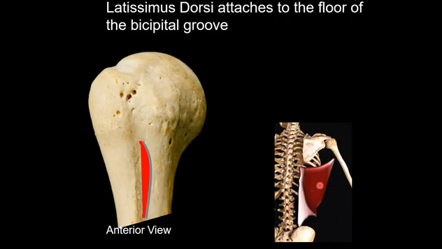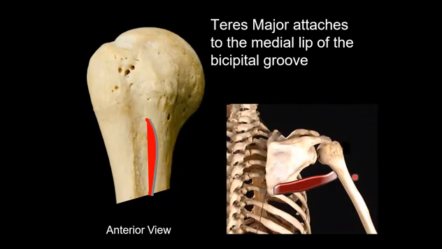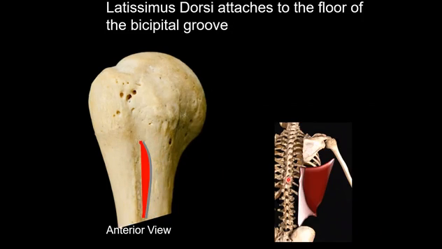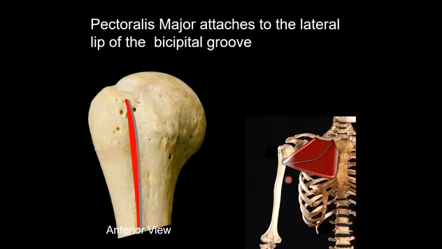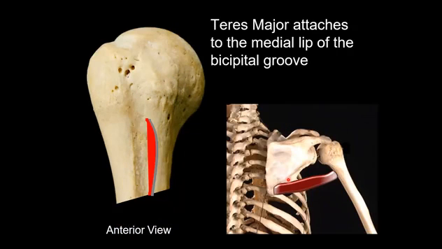Okay, so this is the latissimus dorsi, as you can see here. And then the teres major attaching itself to the medial lip of the bicipital groove. This is the teres major. Remember, the major and the minor, two of them are actually together, and both are attached at the humerus as well.